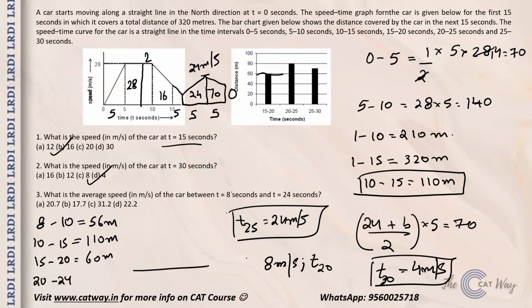So let's recreate the graph. Let's say this is the 20 second mark, this is the 25 second mark. Now at the 20 second mark, the speed was, or basically you can say the height was, 8 meters per second, right?